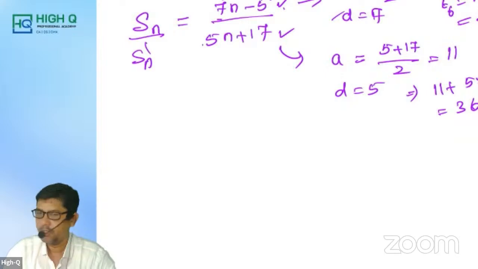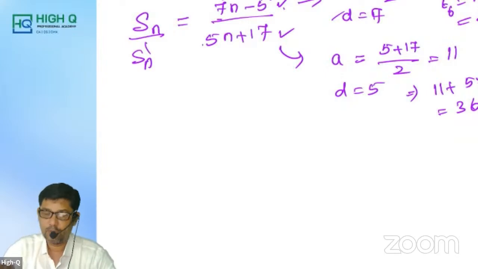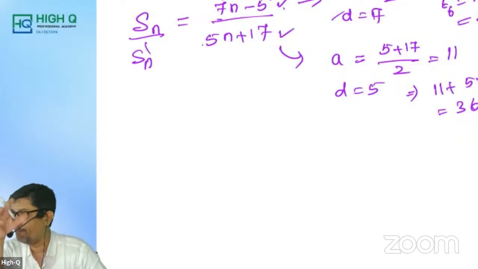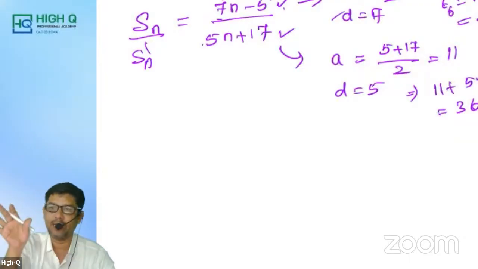So this one you remember. There is one more trick: replace n with n plus 1 by 2. Still you will get it. But this one is better, because you get the direct answer.